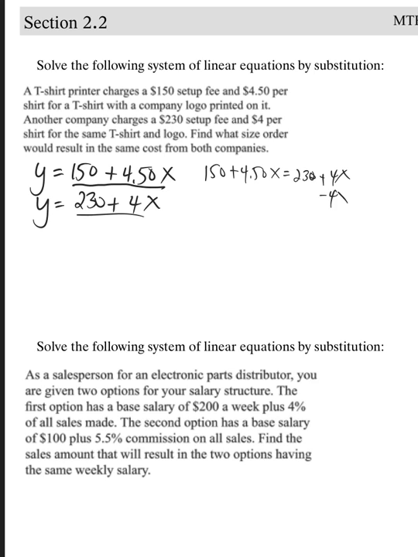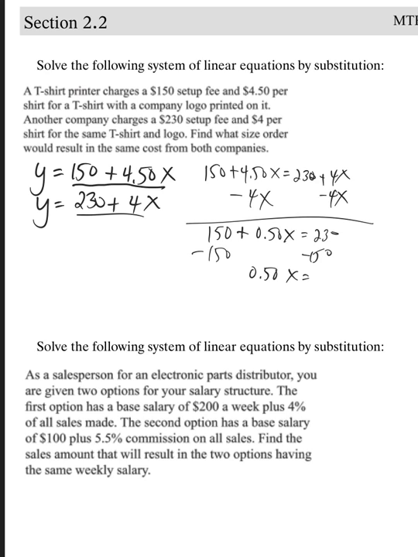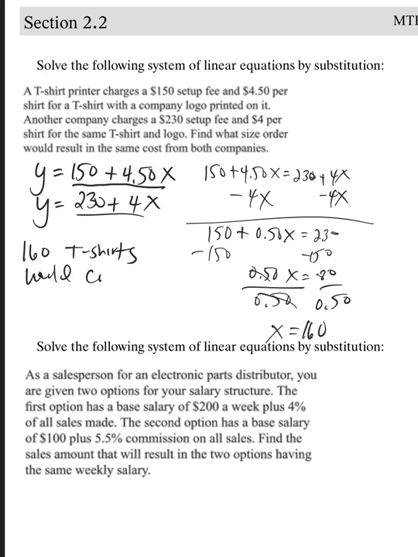So if I start by subtracting 4x from both sides, that will have me at 50 cents times x equals 230. And if I subtract 150 from both sides, that gives me 50 cents times x equals 80. And if I divide both sides by 0.50, x would be 160. And remember, x represents t-shirts. So 160 t-shirts would cost the same from each company.